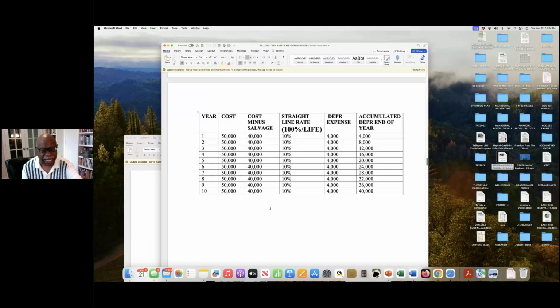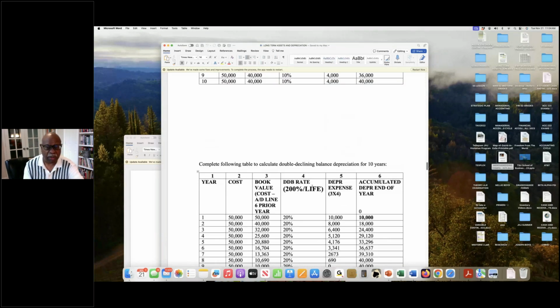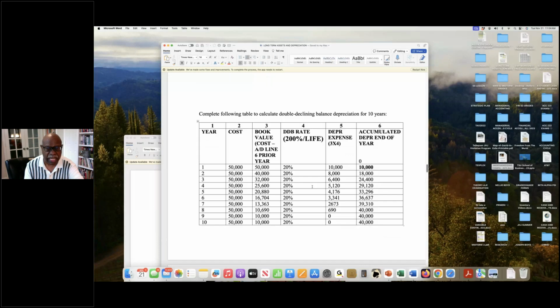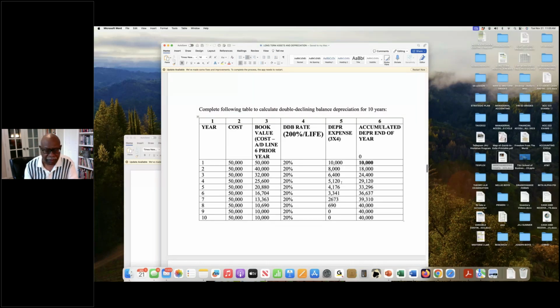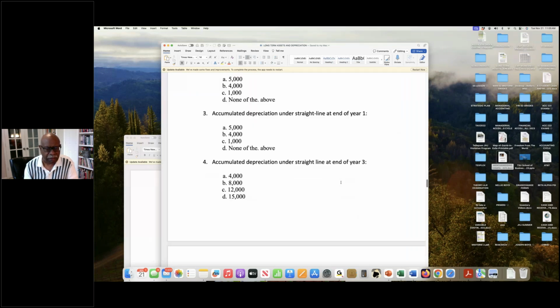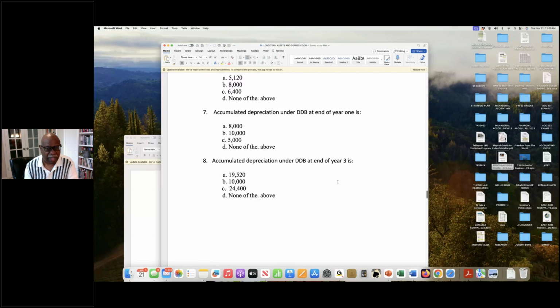When we went to double declining balance, we wrote off more initially: 10, 8, 6, 4. But when we got to year 8, we could no longer take the full amount; we could take 690, which would get us to 40,000, and that would be it. So here we just write off more of the expense earlier. Are there any questions on depreciation? If not, let's move to stockholders' equity.